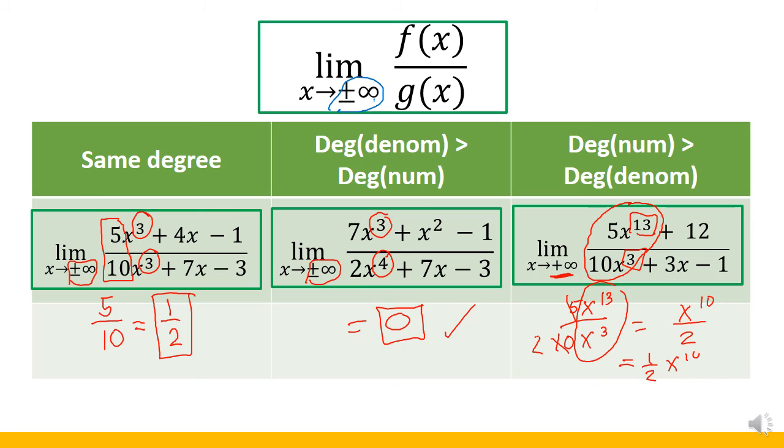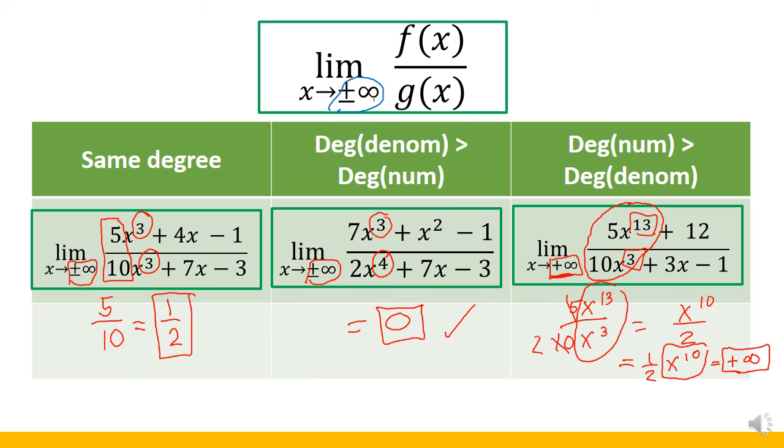So regardless of whether our x this time is positive or negative infinity, since we're dealing with an even exponent for our variable, this will yield a positive infinity. So positive infinity, even if you divide it by 2, is still a positive infinity. Still a very, very large number. So the answer here is positive infinity.